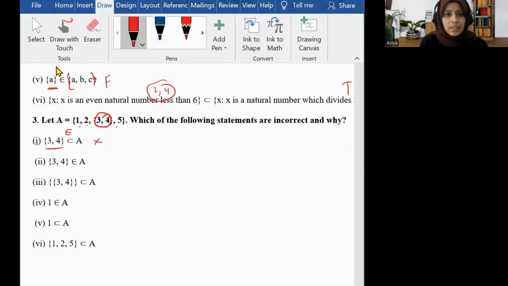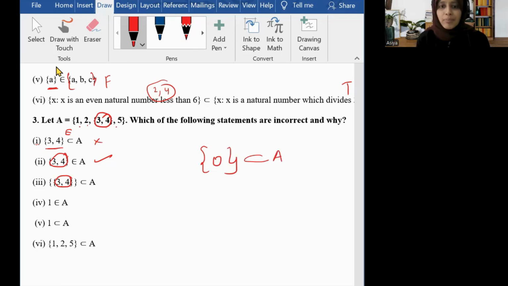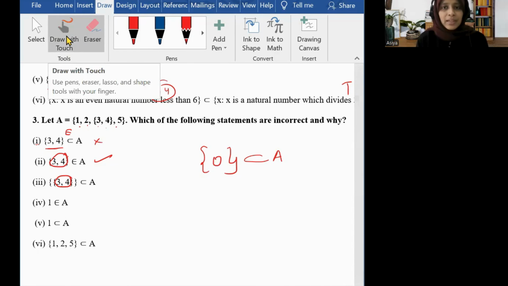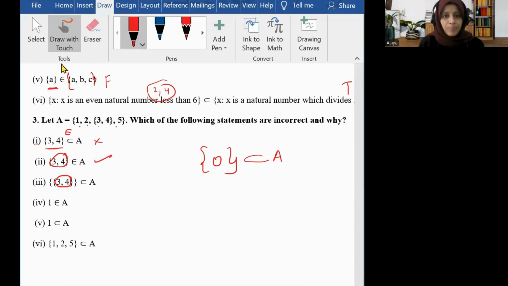Moving on to {3, 4} belongs to A. Yes, this is correct. Now, consider this as O. So, O belongs to A. Yes. Now, third one, yes. This is the correct representation. Whenever I am representing a set, suppose this is one whole set O, and I am writing it in brackets, O is a subset of A. Absolutely. What is O? O is again my brackets containing 3 and 4. So this is absolutely right. I hope you have understood the difference.